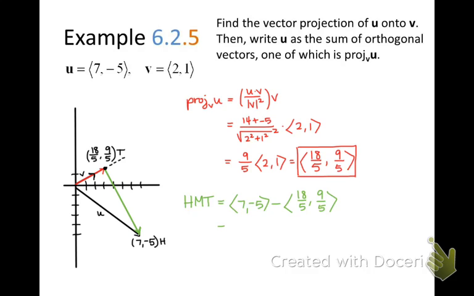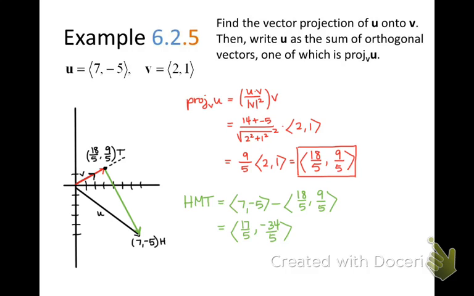Okay? What is 7 in terms of fifths? So 35 minus 18 is 17 fifths. -5 in terms of fifths? -25 minus 9 is going to be -34 fifths. And so that would be one of those.